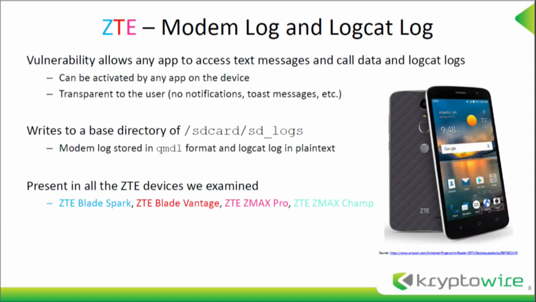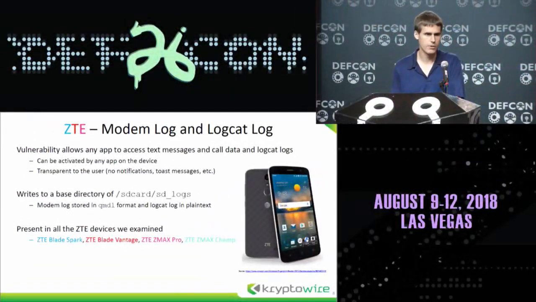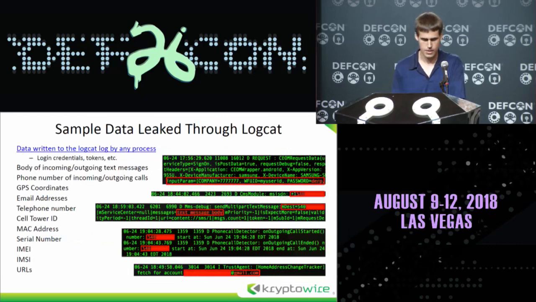SD card. And the logcat log, the system-wide one, is not directly accessible to third-party applications, no matter what permissions they request. And when this logging is occurring, there's no visual or audible cue to the user that this is occurring. And it writes it to a base directory of just SD card, SD underscore logs.